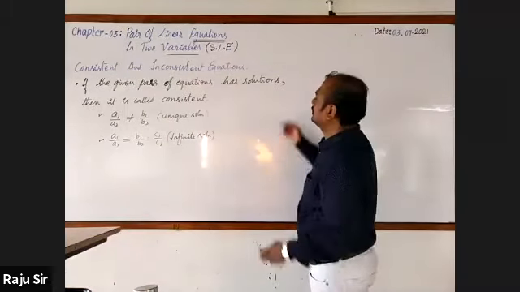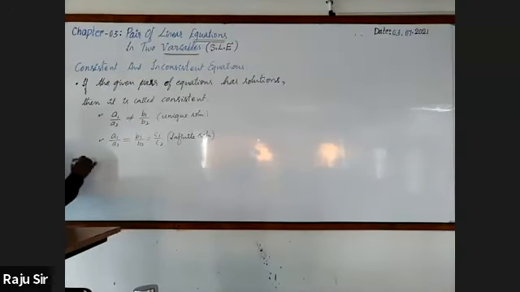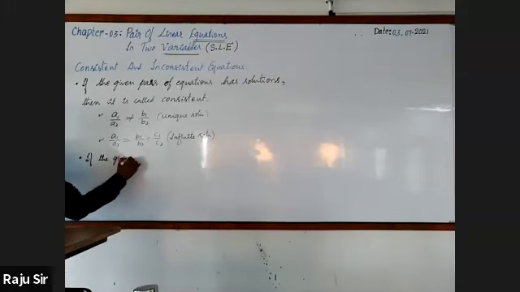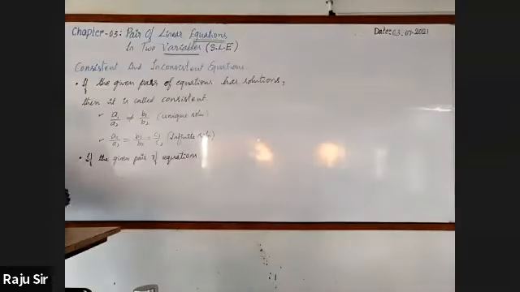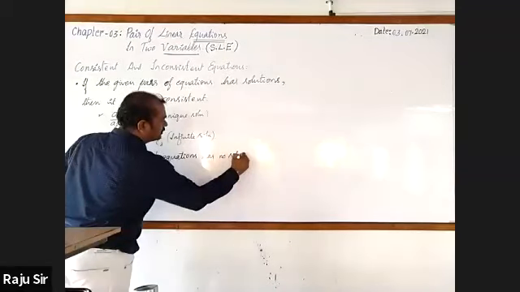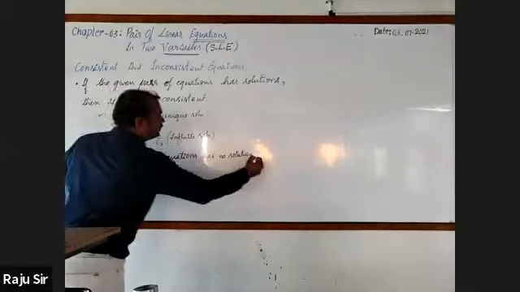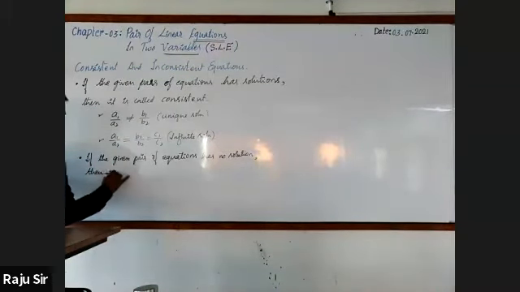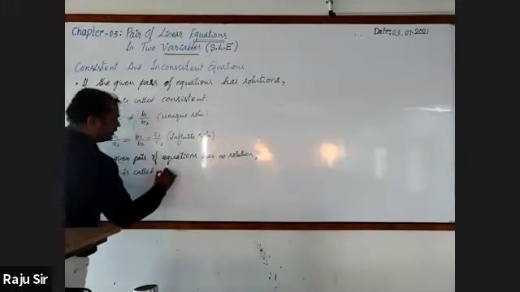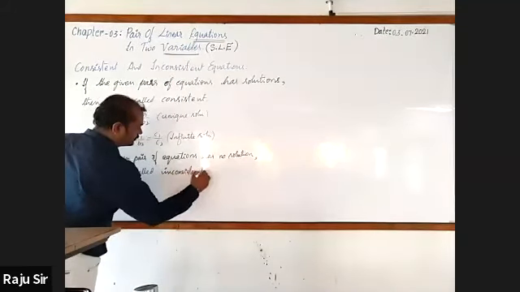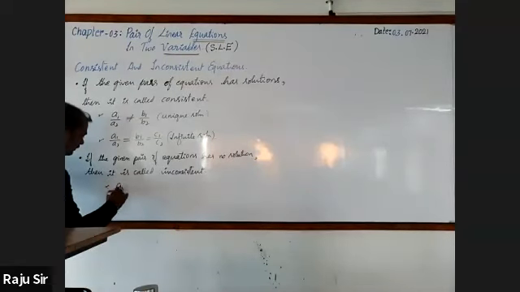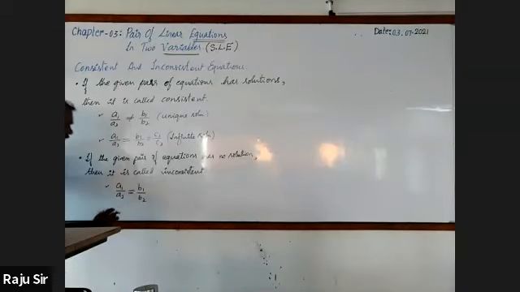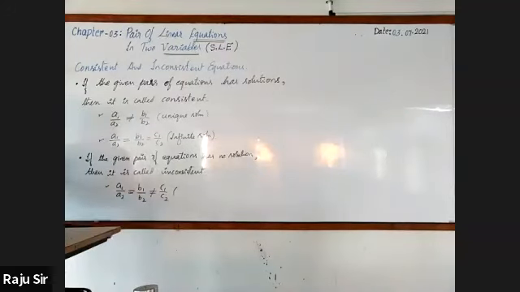Next one. If the given pair of equations has no solution, then it is called inconsistent. And below that you write the condition for that. It is A1 by A2 is equal to B1 by B2, which is not equal to C1 by C2. This is the condition for no solution.